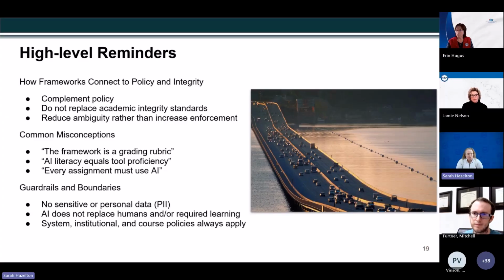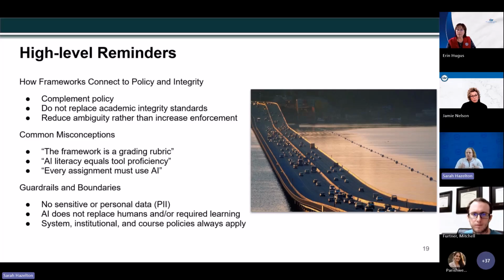And also another misconception we hear is that, oh, you want us to use AI in every assignment. No, actually we don't. We want you to consider incorporating AI as it is appropriate for learning and advancing skills, right? You'll also notice in this picture that there's some very defined guardrails on that bridge, right? Nobody's going to drive off the edge of that bridge because there's some good guardrails in place. The frameworks are providing those guardrails to help us keep that information, that learning flowing back and forth.